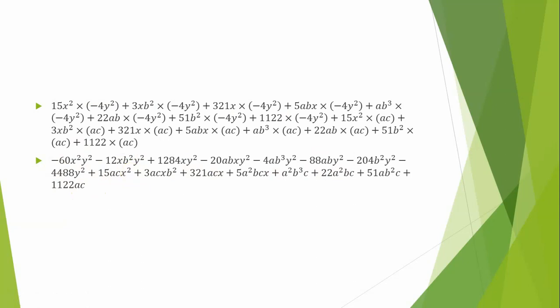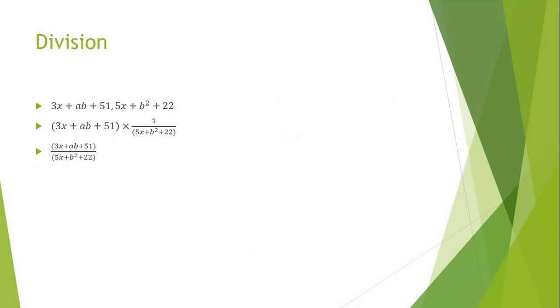Okay, let's go to the next slide, and that is division. Division is, let's take two terms just to keep it simple, and let's try to divide the first term by the second term. Division is actually multiplication of the inverse of a number. So 3x plus ab plus 51, 5x plus b squared plus 22.